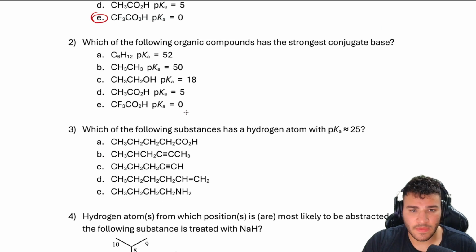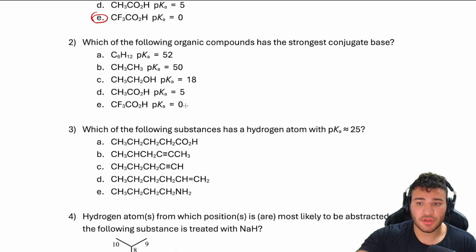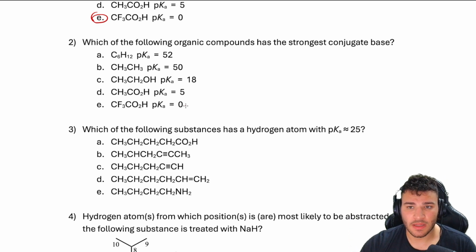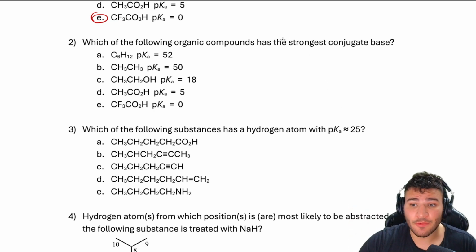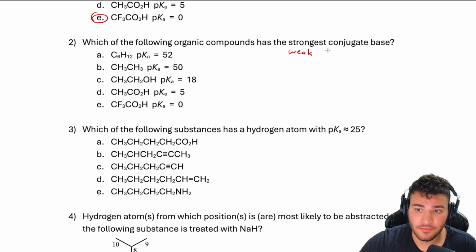Now, the other question is in the same area of using pKa to our advantage, but they're asking us for the strongest conjugate base. And so again, I don't like to learn extra rules. I have one rule, I'm going to use it. A strong conjugate base means that we have a weak acid.